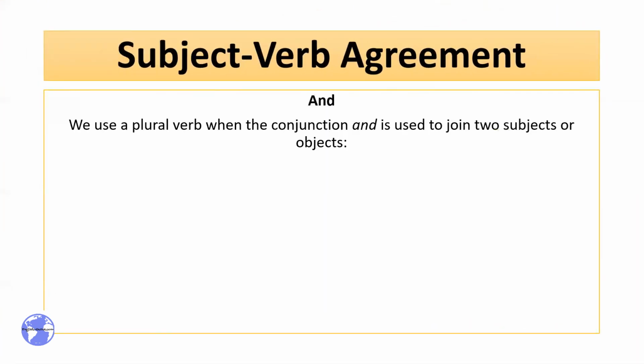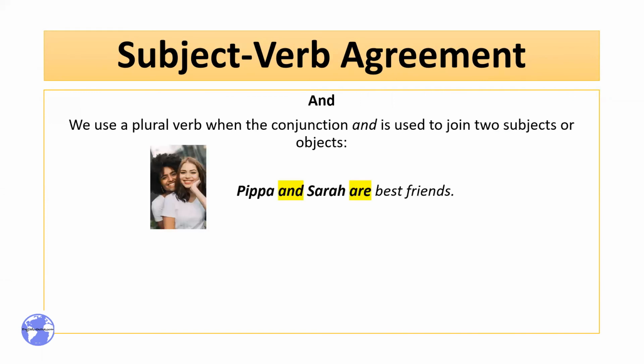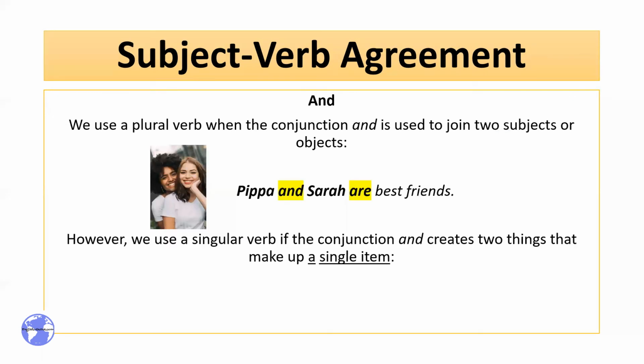And. We use a plural verb when the conjunction and is used to join two subjects or objects. Pippa and Sarah are best friends. However, we use a singular verb if the conjunction and creates two things that make up a single item. Fish and chips is a classic English dish.